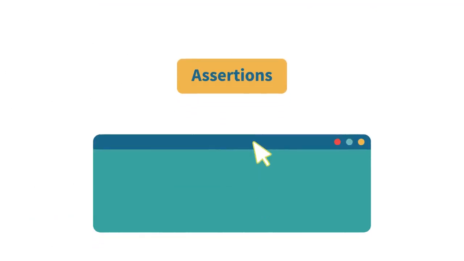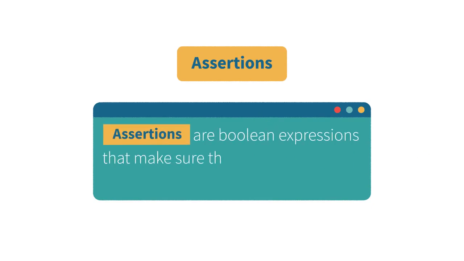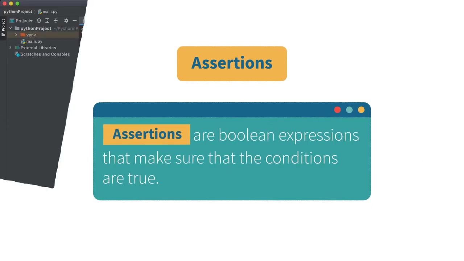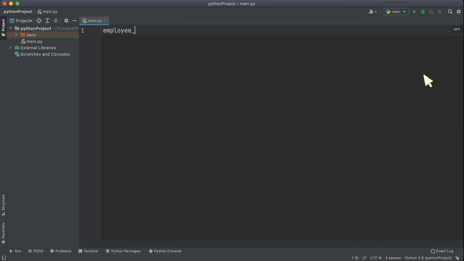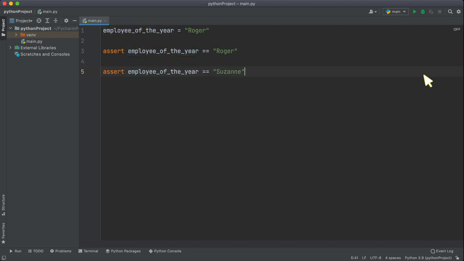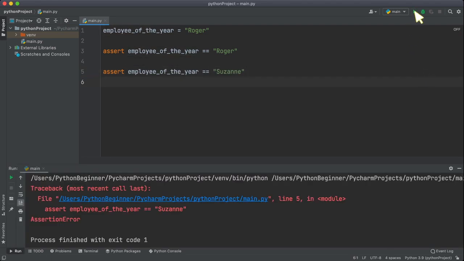We can also make assertions in Python. These are Boolean expressions that make sure that the conditions return true. We can set conditions and assert that they should be met. If the condition turns out to be false, this could lead to an assertion error. The assert statement can also be used as a debugging tool. That's because it stops the program as soon as an error occurs. In this case, since we also asserted that Suzanne is Employee of the Year, we get an assertion error.